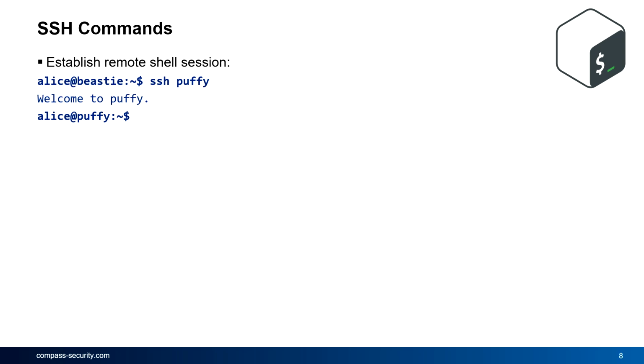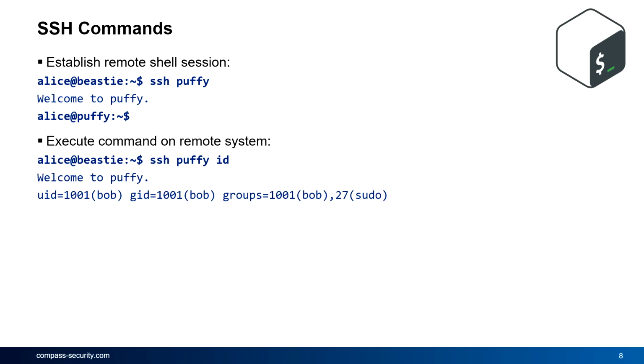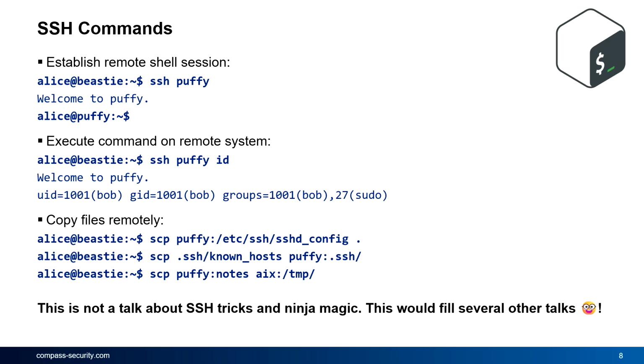So some example commands. If you want to establish a remote shell, you just type ssh and then the host name, and then after authentication, we will have a look into this later, how this works, you are logged in on the remote server and you can type commands and execute the commands there. You can also directly specify a command which is then executed on the server, or you can use it to copy files remotely to the systems.